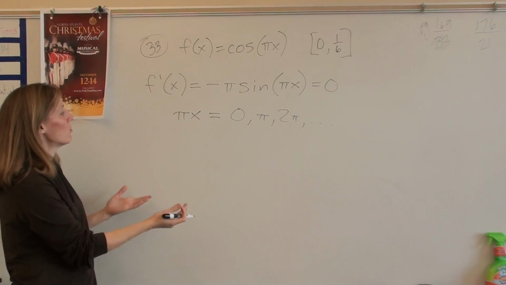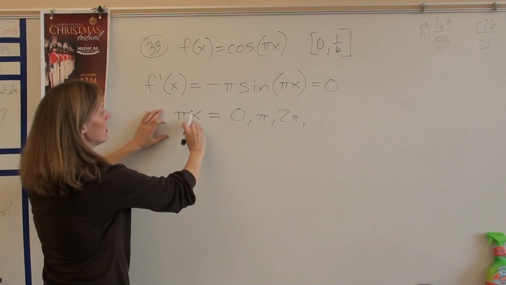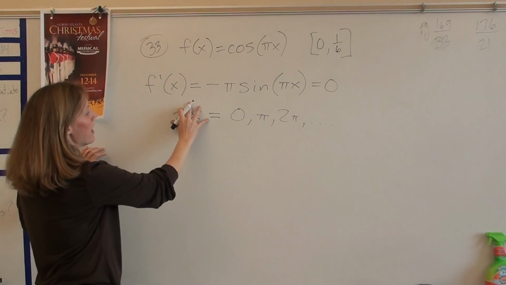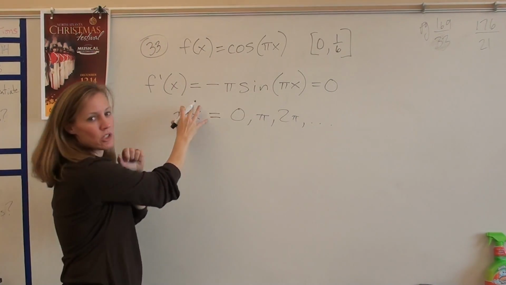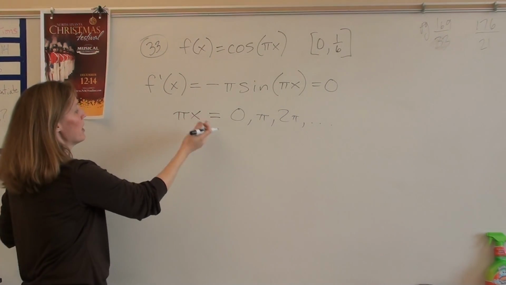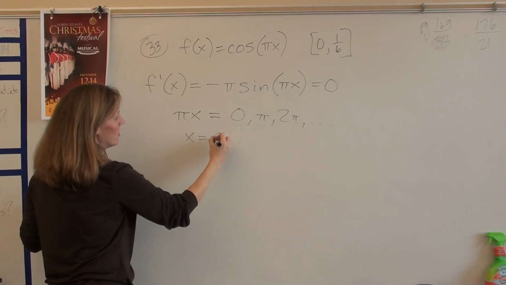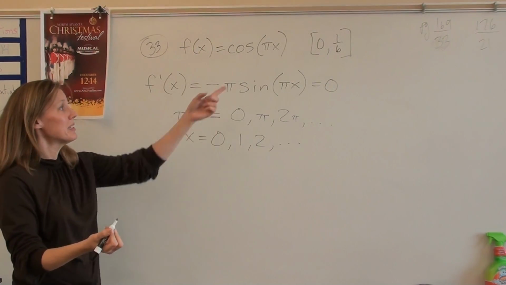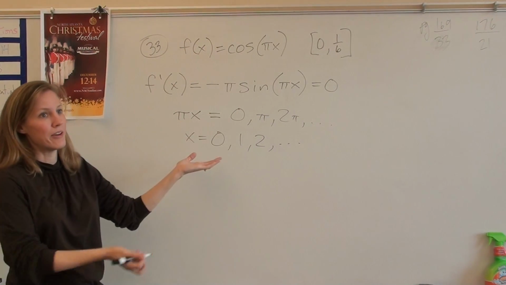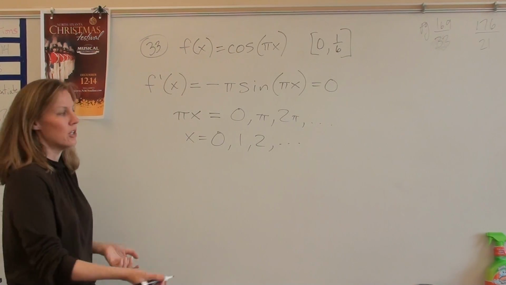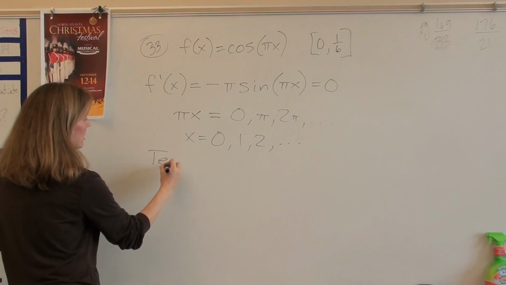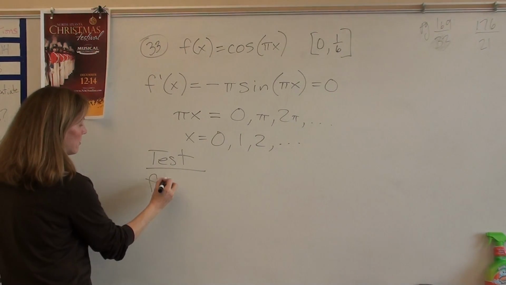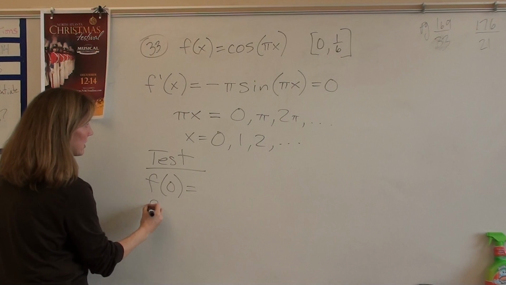So anyway, if this whole quantity equals 0, then it would be true, right? If the whole quantity of pi x equaled pi, then we'd have sine pi, which is also 0. And then how do you solve for x? You just divide by pi. So 0, 1, 2, dot, dot, dot. Now on this interval, the only number that's there is 0, which is an endpoint anyway. So the critical numbers in this particular problem are moot because we don't need them to test, because they're not in the interval. So we just test the endpoints.